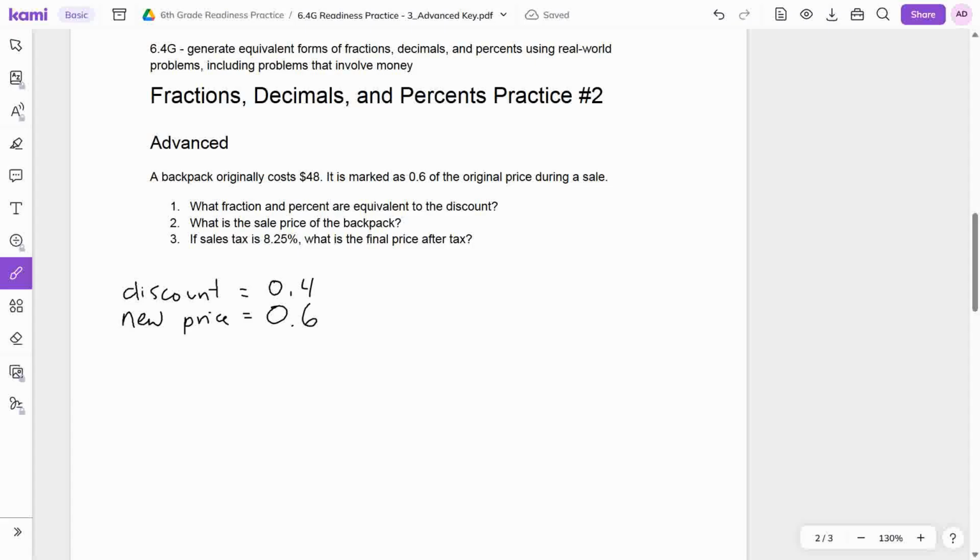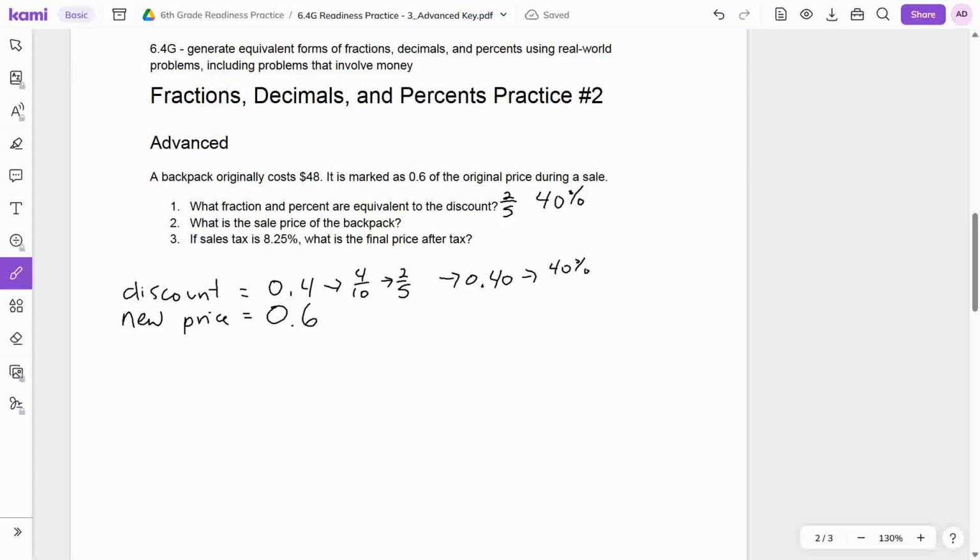And so what fraction and percent? Well, let's turn this into a fraction, 4/10ths, which we can simplify down to 2/5ths. So 2/5ths discount. And how do I turn that into a percent? Well, I want to turn this into per 100. So I'm going to rewrite this as 0.40. I'm going to add that 0, and that's 40% because that's 40 over 100. So 40% off. 2/5 off gets you that 0.6.